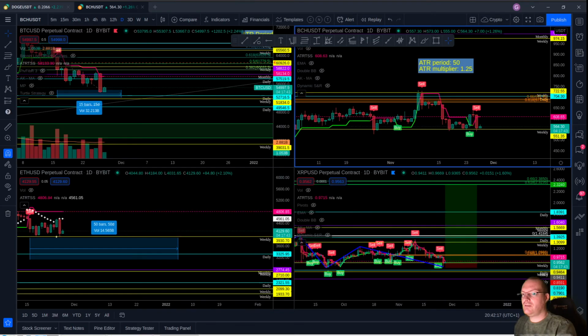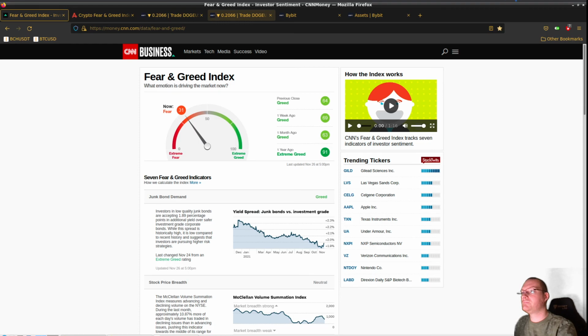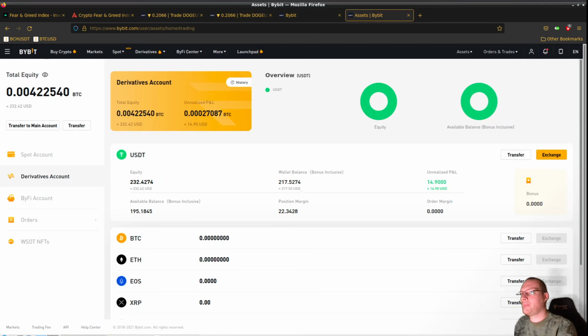And then Doge. Where is Doge? Here's a sub account I made to trade Doge, just to isolate the losses from the other cryptos. So this one is almost $15 in profit. All right, this was a long one, but I hope this was useful.